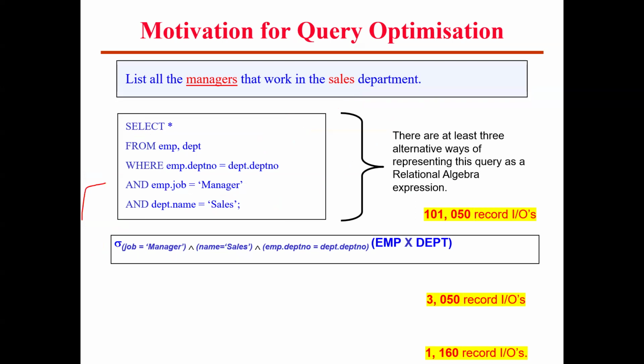Select with a condition is always coming with a row. Okay, so select me all those details where job is equal to manager and name is equal to sales. And do this when the department number inside the employee table is equal to the department number inside the department table. Okay, for the example that we discussed.